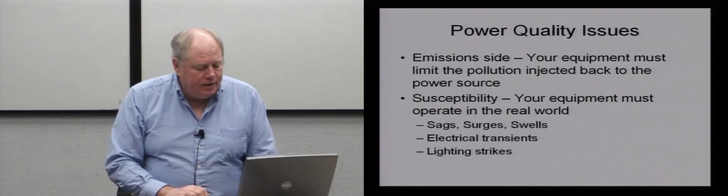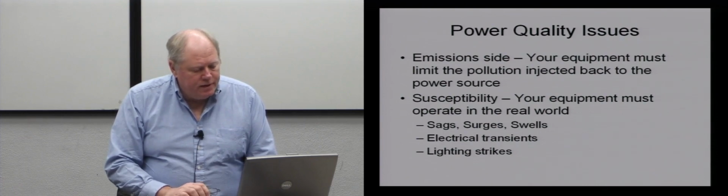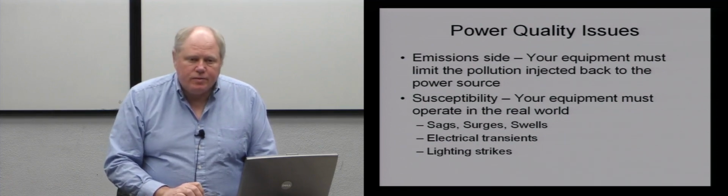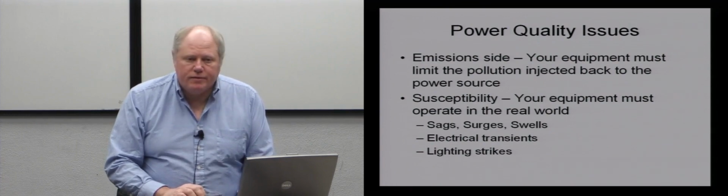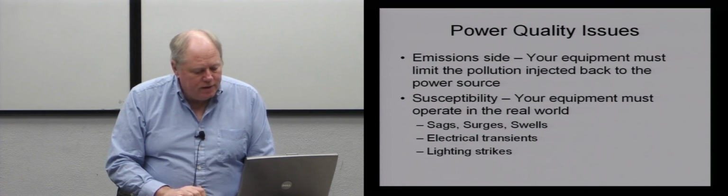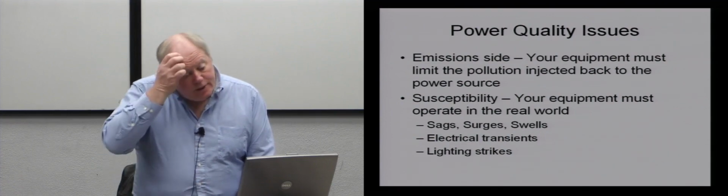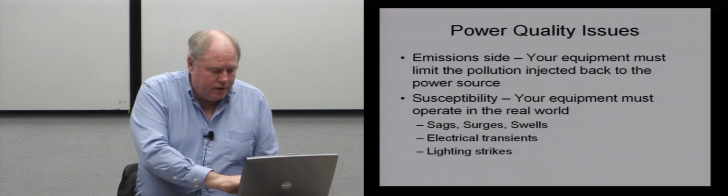There's another one I didn't put on here, but in military designs, they call it EMP, electromagnetic pulse, which is what happens if a nuclear bomb goes off, not necessarily nearby, but within tens of kilometers or something. You can get a very large electrical disturbance that goes through the air. And military equipment has to be hardened against that.